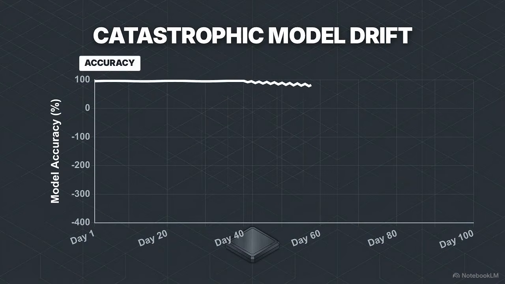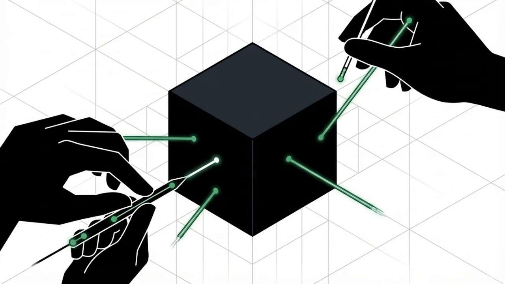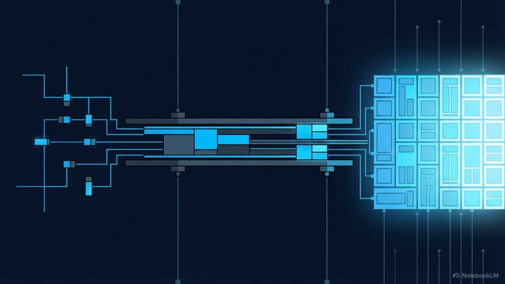When your model starts making wildly inaccurate predictions, a phenomenon known as model drift, or your code breaks in production, you are completely stuck. You treat the algorithm as a black box, meaning you cannot debug what you do not understand. To fix these issues, you need a cognitive bridge.